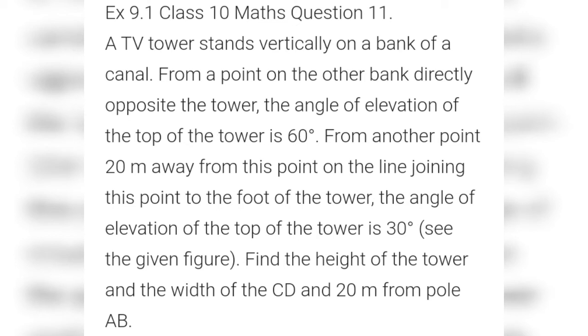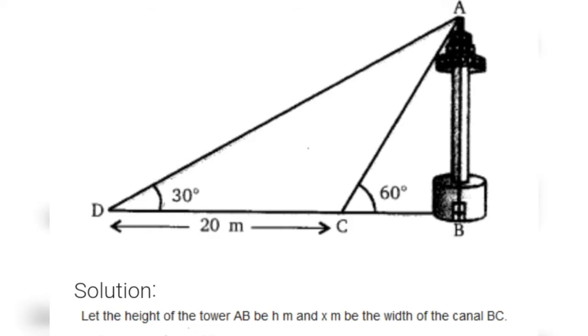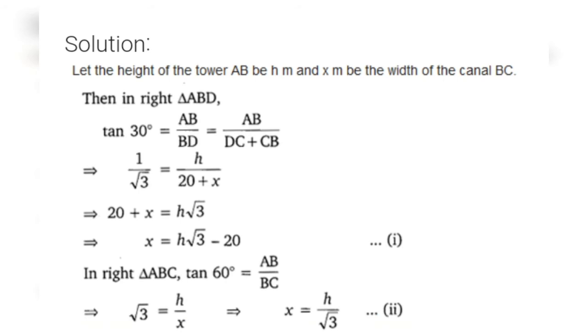So let's see the solution for this question. I hope that you all understood the question. On considering two triangles, triangle ABC and triangle ADC, let's consider the height of the tower AB be h meter and x meter be the width of the canal BC. Here angle ACB equals 60 degrees, angle ADC equals 30 degrees and CD equals 20 meter. This is already given in the question. So let's see the solution.